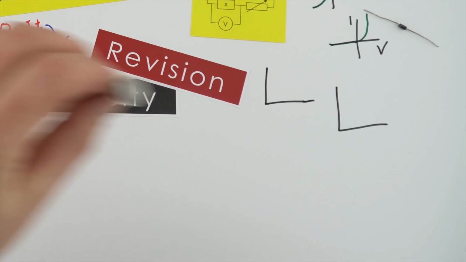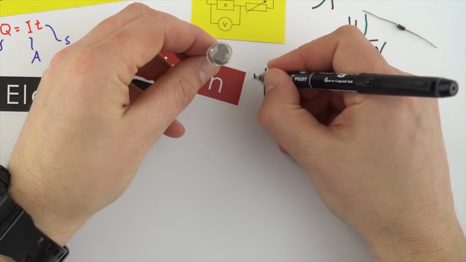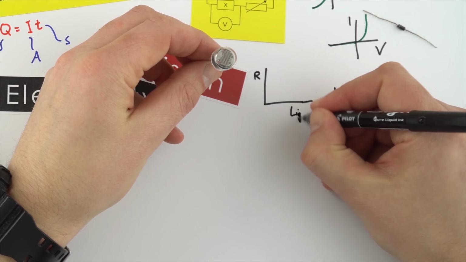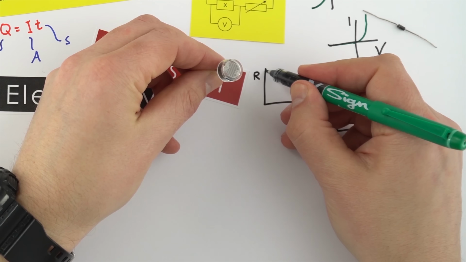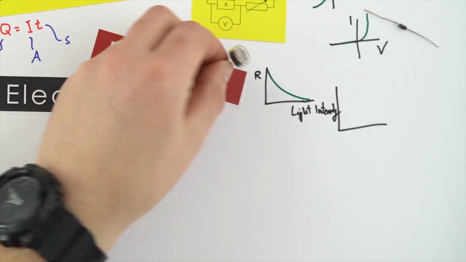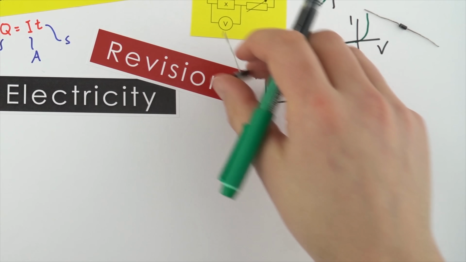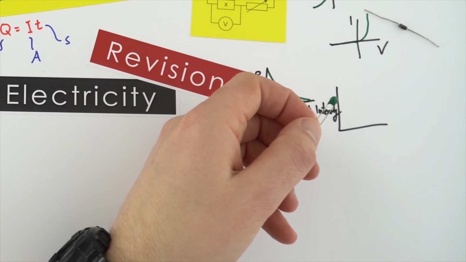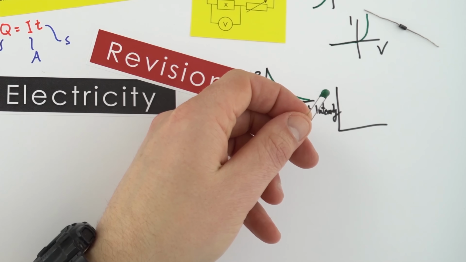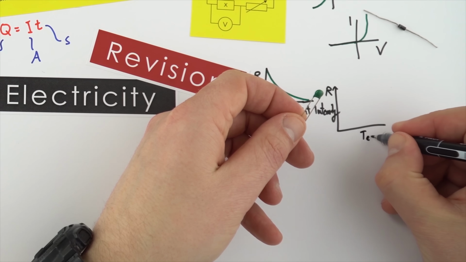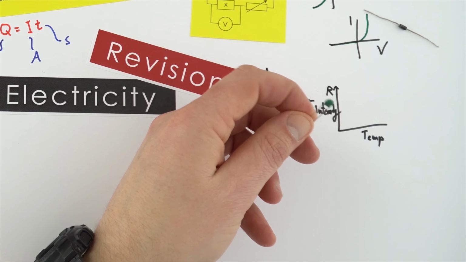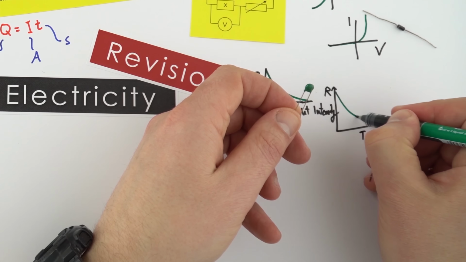Now, there are two other components that we can investigate. One of them is a light-dependent resistor. And if we look at the resistance and the amount of light intensity, with an LDR, when we increase the light intensity, the resistance decreases. And the same kind of thing happens when we have a thermistor. So a thermistor is a thermal resistor. Once again, if we have the resistance on this axis of the graph and we look at the temperature on this axis, as we heat this up, the resistance goes down.